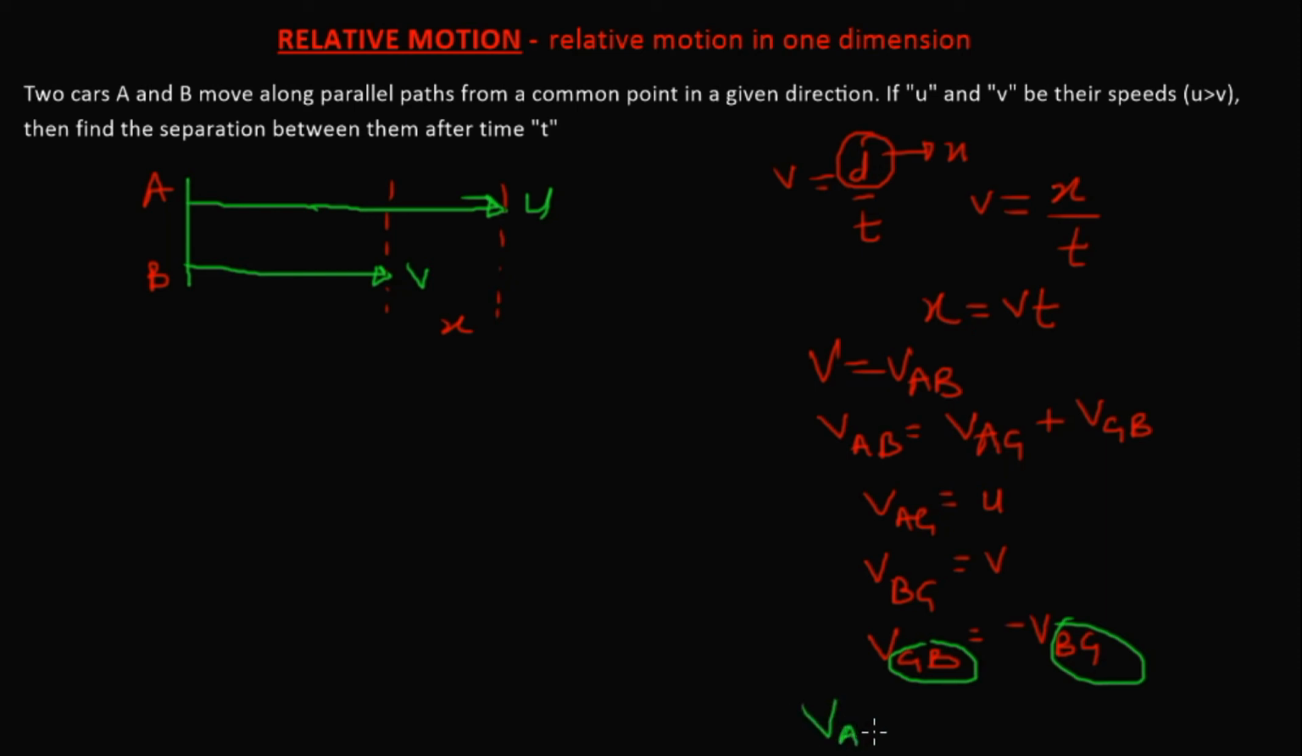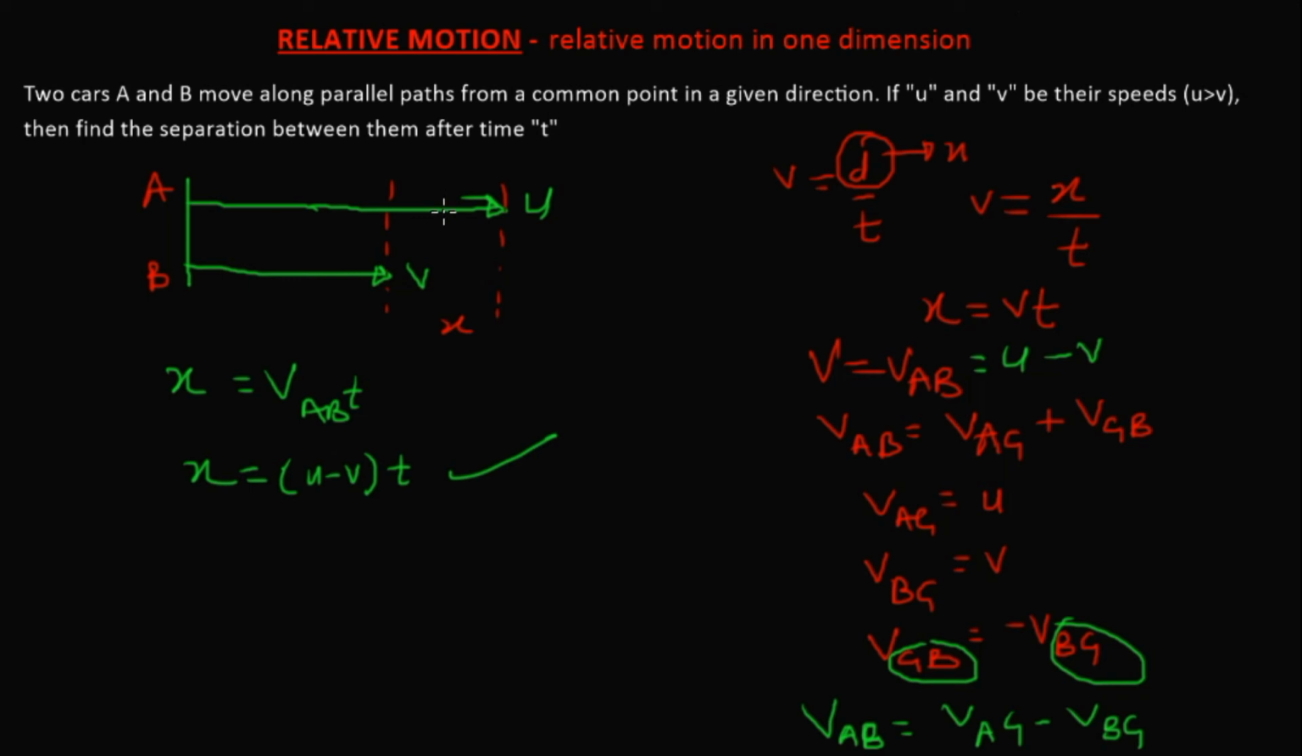As a result, I can substitute it into this formula so that I will have the relative velocity of A to B equal to velocity of AG minus velocity of BG. As a result, the velocity of car A relative to B is VAG, where VAG is U, then minus V. That's it. So in other words, the separation x, which is equal to VAB multiplied by T, is equal to U minus V multiplied by T. So this is the separation between them.